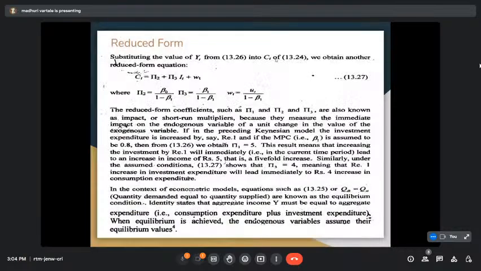So let us see the reduced form of the equation, that is Ct = I2 + I3 It + wt, where I1, I2 and I3 are reduced form coefficients, also known as impact or short-term multipliers.